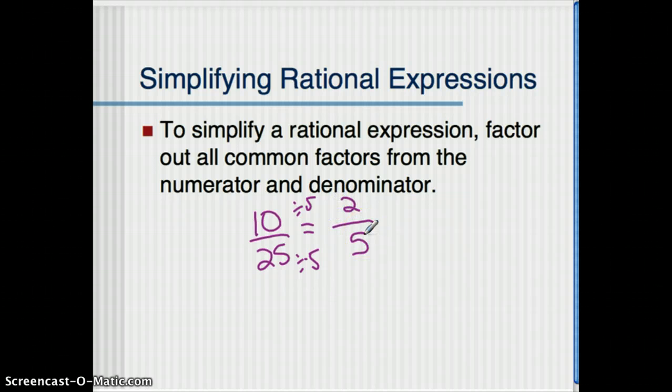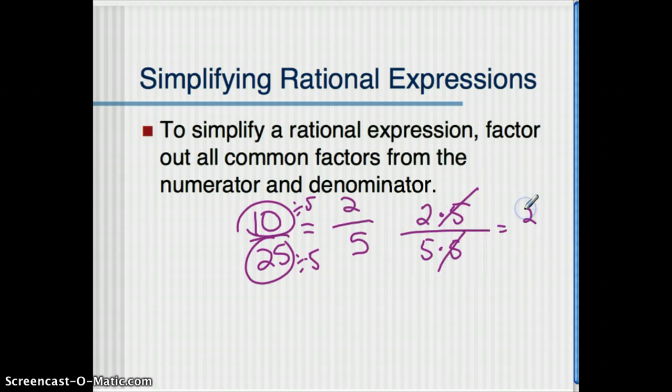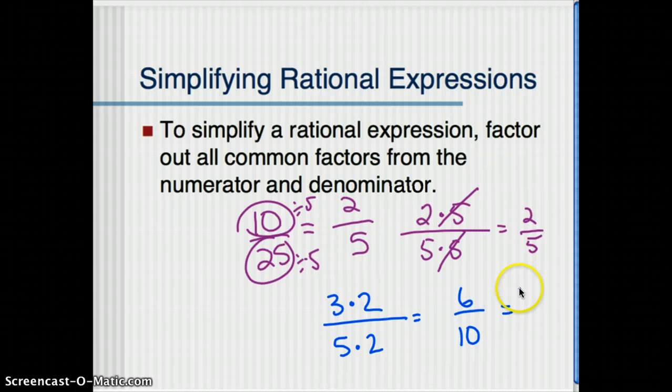But one way you could have written it instead, and this is really doing the exact same thing, is you could have said 10 is 2 times 5, and 25 is 5 times 5, and this is all times, so I'm doing common factors, so I'm literally canceling out the 5s and getting 2/5. I want you to notice something because this is a common problem that people make. If I had something like 3 times 2 over 5 times 2, that should equal 6/10, which if we reduce it equals 3/5.